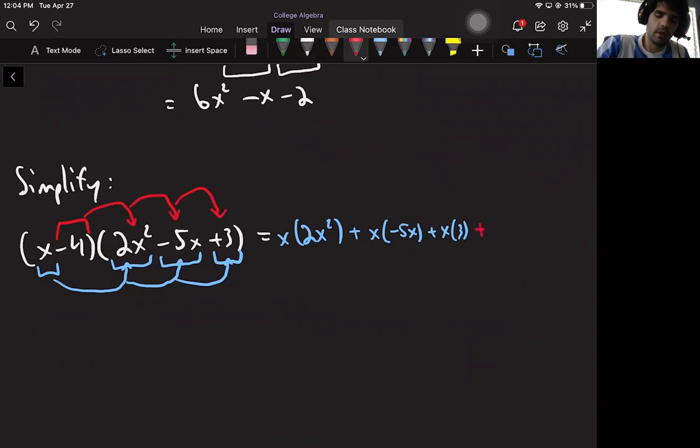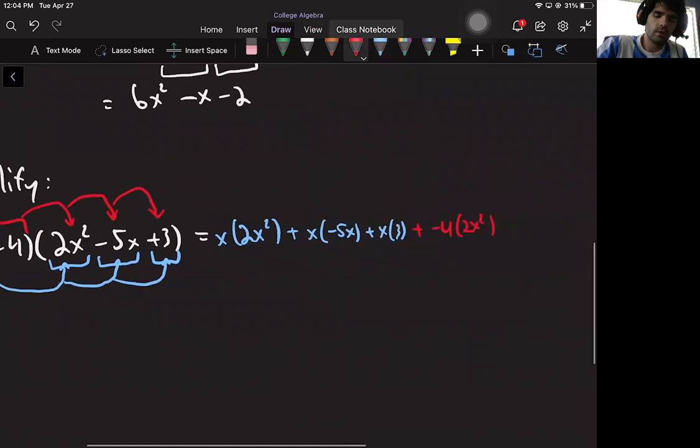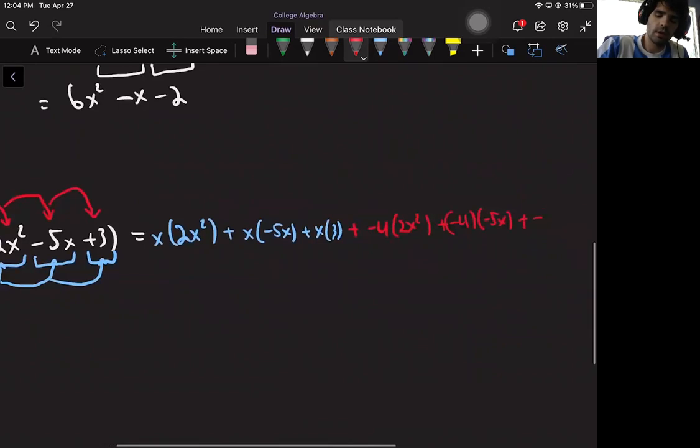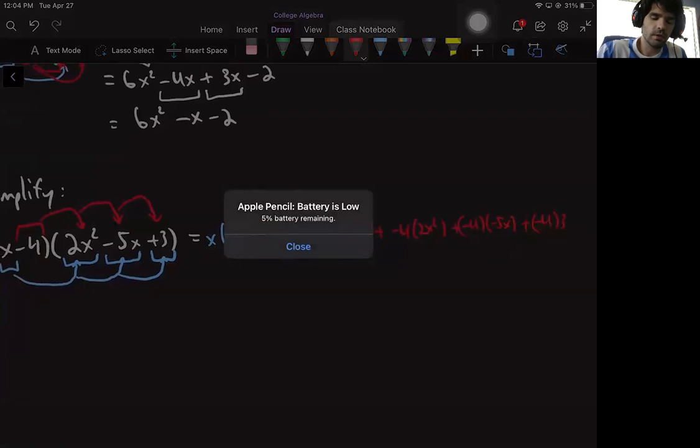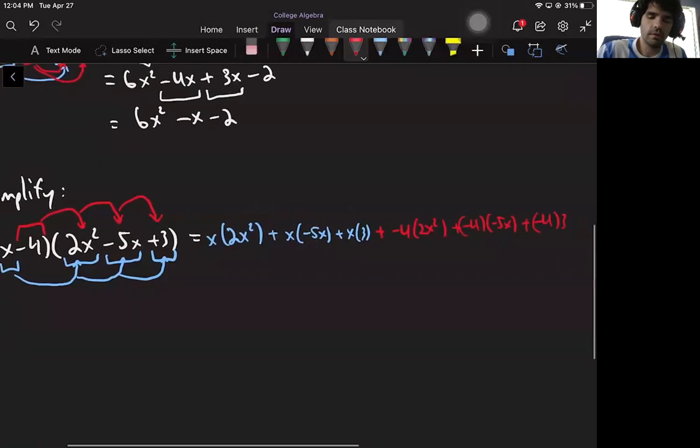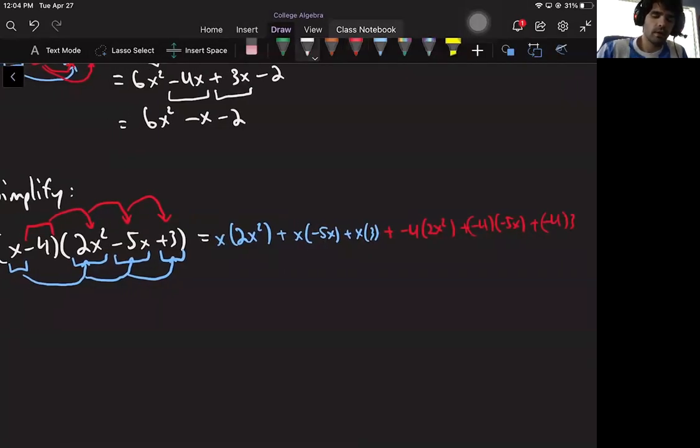So negative 4 times 2x squared plus negative 4 times negative 5x plus the last one is negative 4 times 3. So I've distributed it to everything. And now I'll simplify. So x times 2x squared, what happens there?